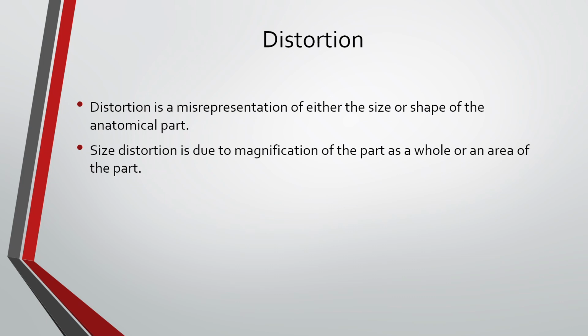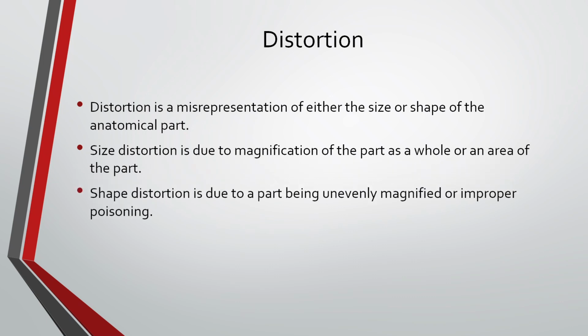Size distortion is due to magnification of the part as a whole or an area of the part. Shape distortion is due to the part being unevenly magnified or improper positioning.